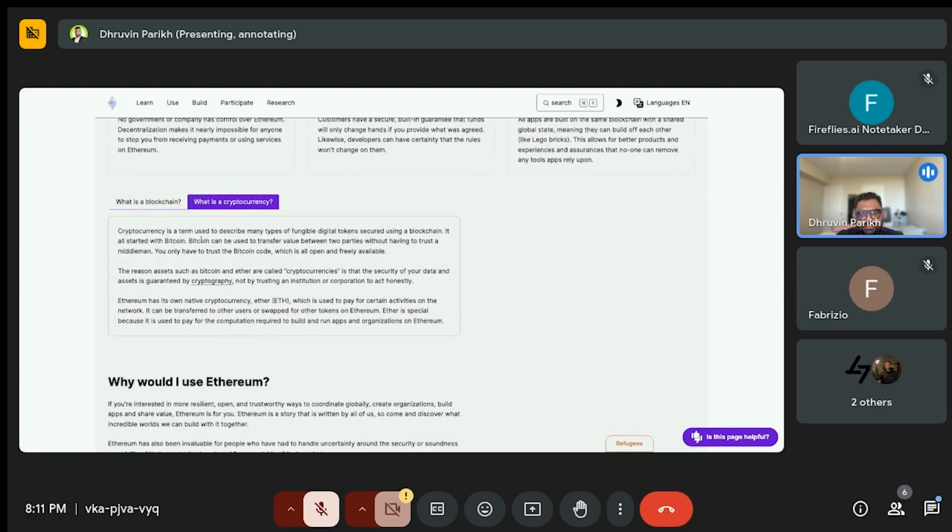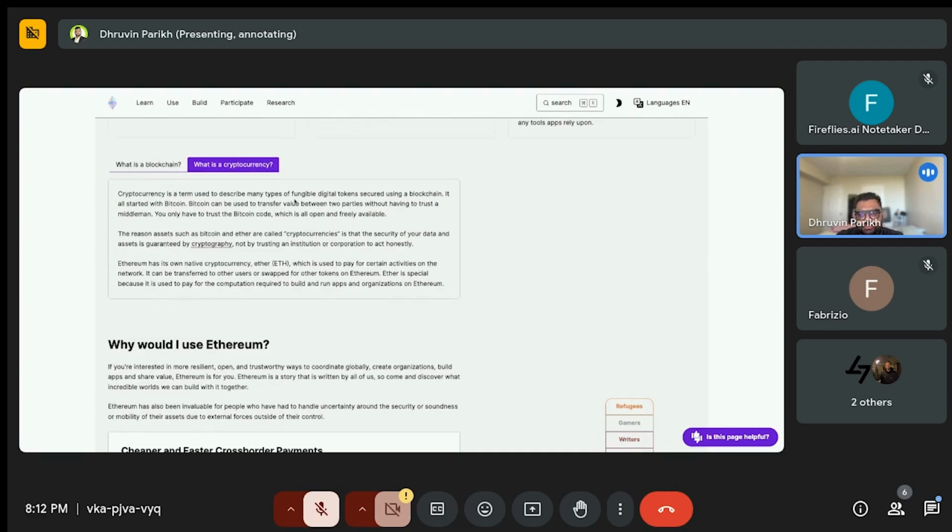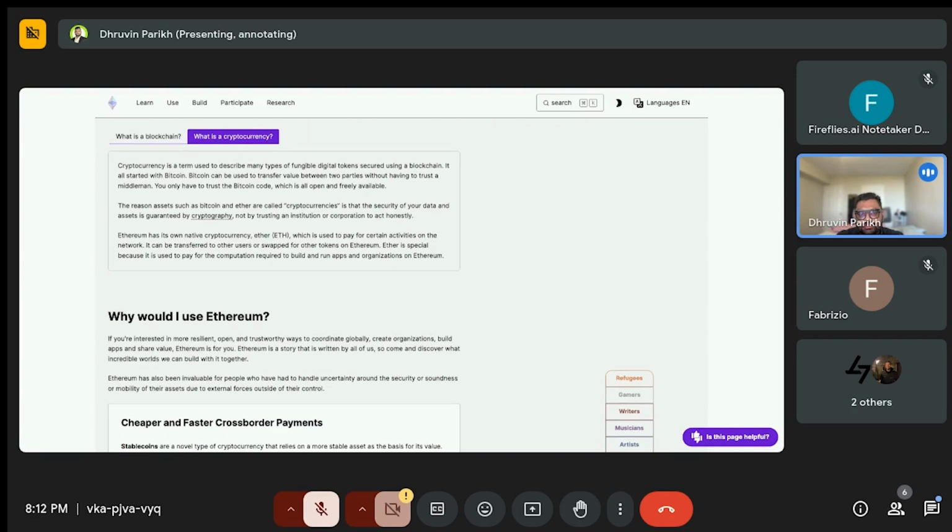Cryptocurrency is a term used to describe many assets, but here they are just the fungible assets, not the NFTs. Bitcoin was the first cryptocurrency, and it can be used to transfer value between two parties. You don't need to trust any middleman because there is none. It's just a network. If you don't trust the other node, just run your own node and you can interact with it.